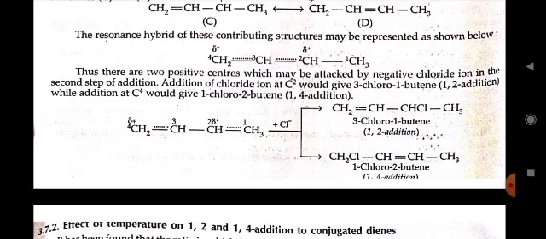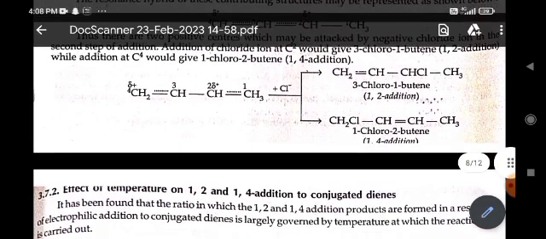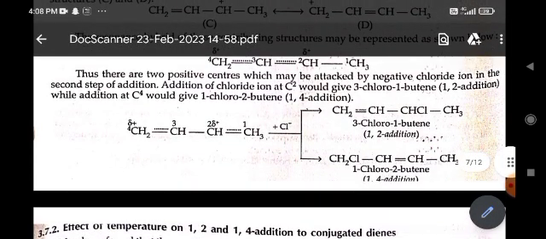Thus, there are two positive centers which may be attacked by the negative chloride ion in the second step of addition. Addition of chloride ion at carbon 2 would give 3-chloro-1-butene, the 1,2 addition product, while addition at carbon 4 would give 1-chloro-2-butene, the 1,4 addition product.